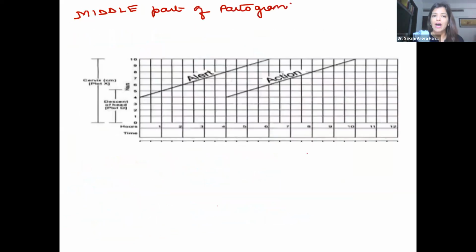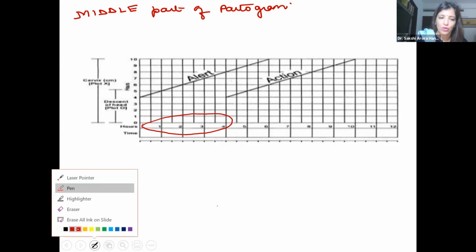Now, the middle part of the partogram, it tells you about the progress of the patient. Here you plot dilatation of the cervix and the time interval, right? So in the middle part of the partogram, there are 2 lines which are drawn and given on the partogram. First line is alert line. Second line is action line. And the time duration between them is 4 hours. You can see that the time duration between alert line and action line is 4 hours. That is one very important thing which you have to remember.